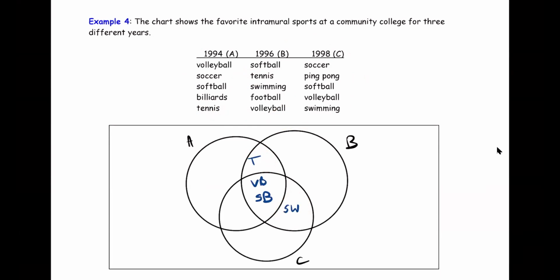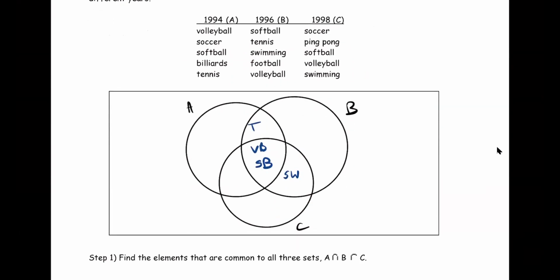And volleyball? Oh yeah, we got that one already because that was the original. So that one's already there. Okay, and now we just focus on just A. What's in A that we haven't written yet? Billiards. Professor, you forgot A and C. Oh yeah, A and C. Thanks. So A and C. Soccer. Okay, so for that one, I'll just put SC. Yeah, that's fine.